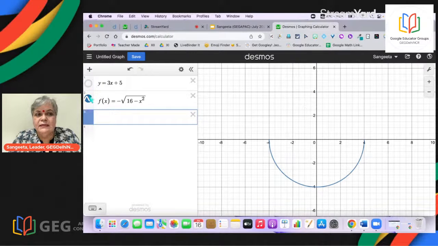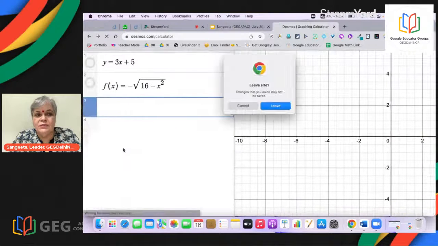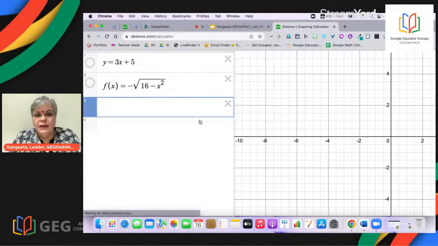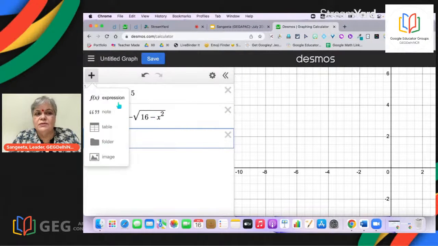because you're also looking at, let me hide these away for a minute. If you click on that plus sign, hopefully you will be able to see. Let me bring that a little zoomed out. You will be able to see that you can have fx as an expression. You can put a note here, which means just simply text. You can add a table.